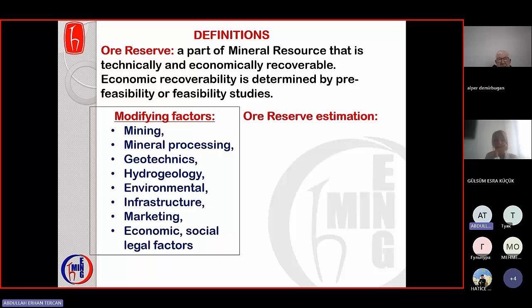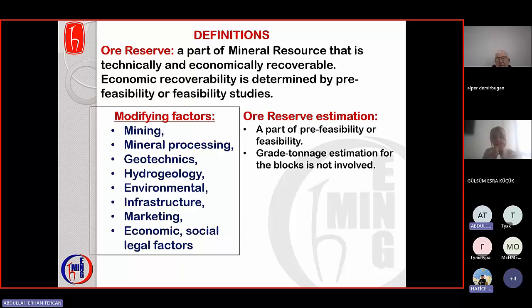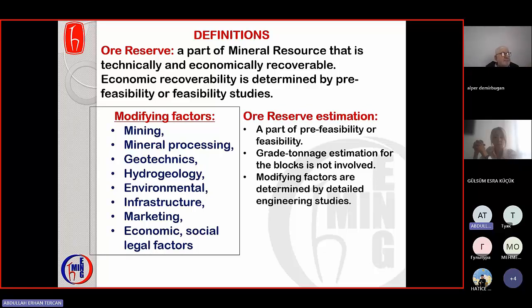Ore reserve estimation is a part of pre-feasibility or feasibility study. Grade tonnage estimation is not involved during the reserve estimation. Grade tonnage estimation belongs to the resource estimation. Modifying factors in the stage of ore reserve estimation are determined by detailed engineering studies specific to the mine site.